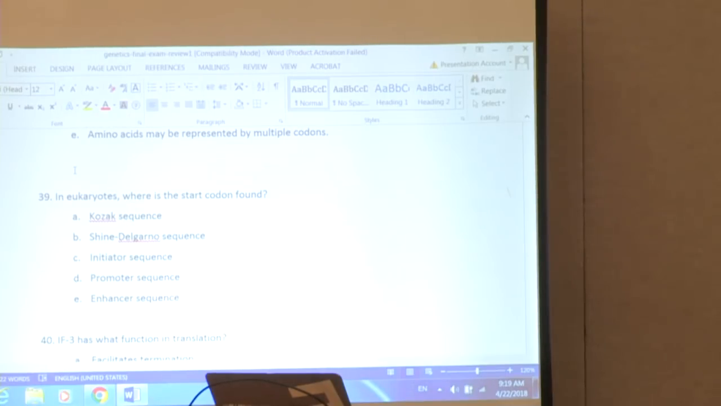So it's actually misspelled in here, but the Shine-Dalgarno sequence, what is that? It's in prokaryotes. It's the start codon signal in prokaryotes, right? So, yeah.